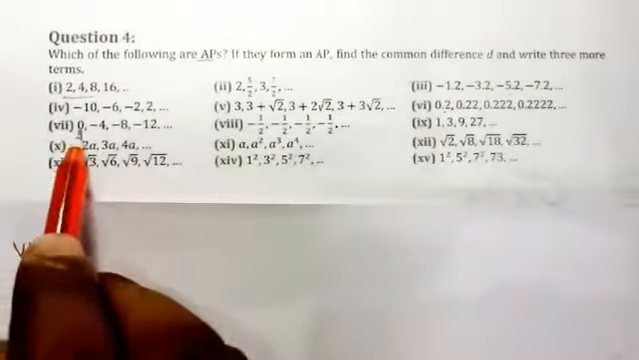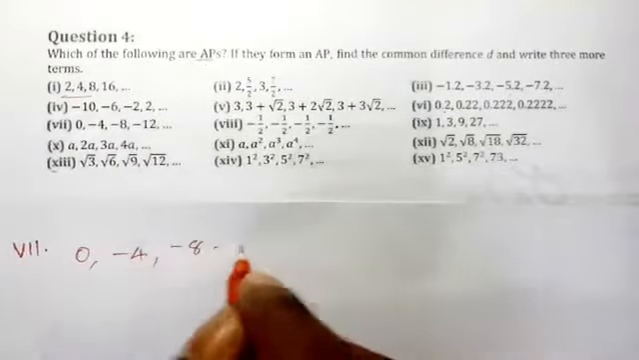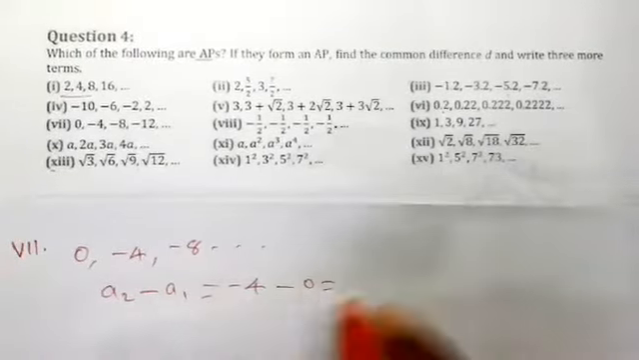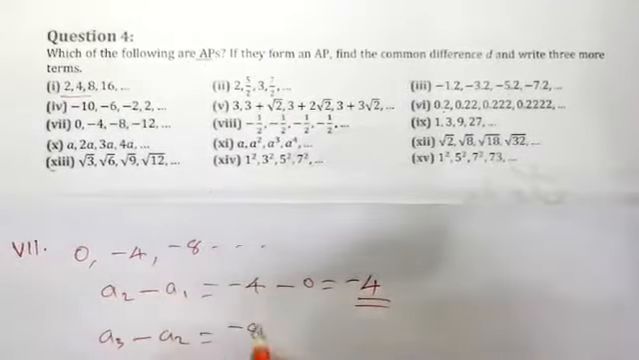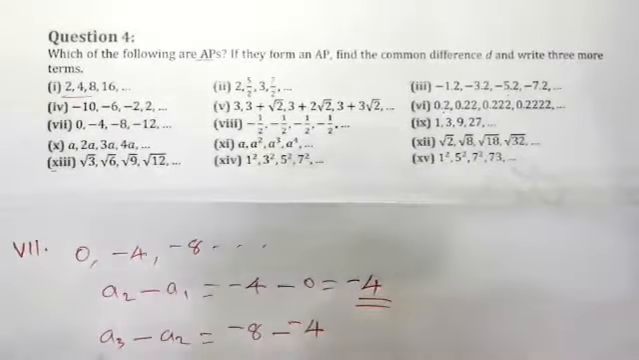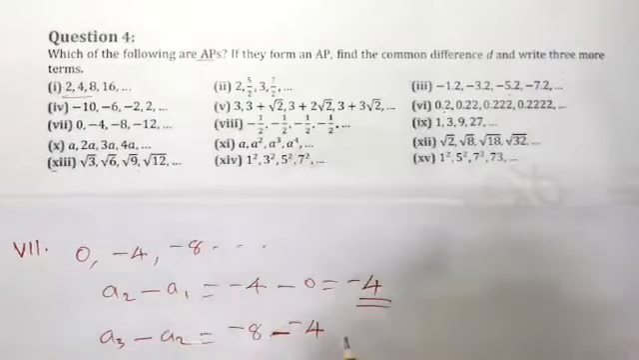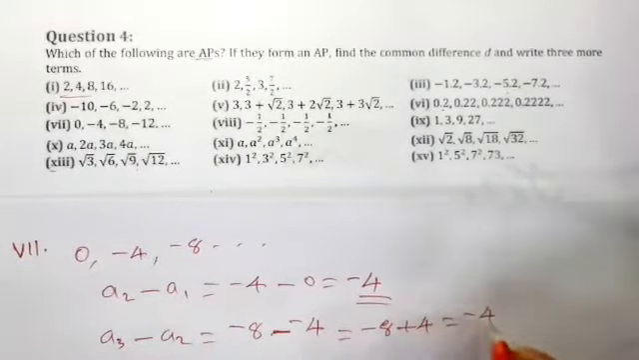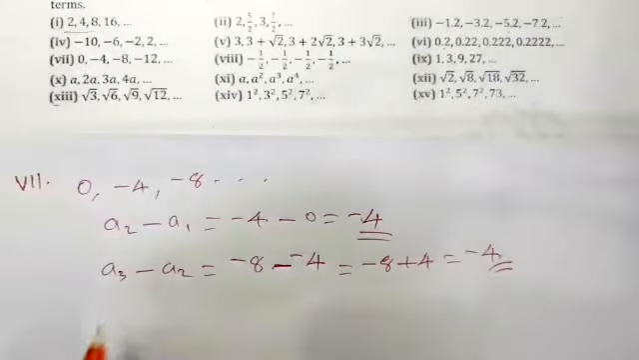Now question number 7. Here the terms are 0, minus 4, minus 8, minus 12, etc. A2 minus A1 is minus 4 minus 0, which is equal to minus 4. Now A3 minus A2 is equal to minus 8 minus minus 4. Don't be confused with this. This is the difference, subtraction. This negative is the symbol of that number. So minus 8 plus 4, which is equal to minus 4. Here also we got minus 4. Therefore, there is a common difference.